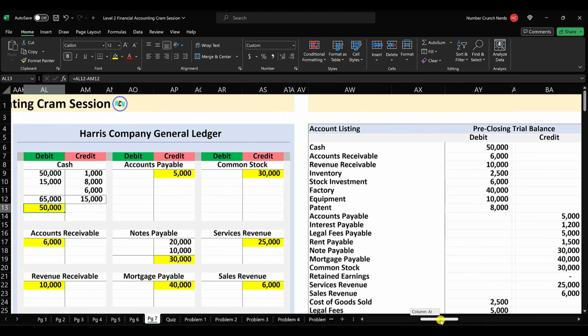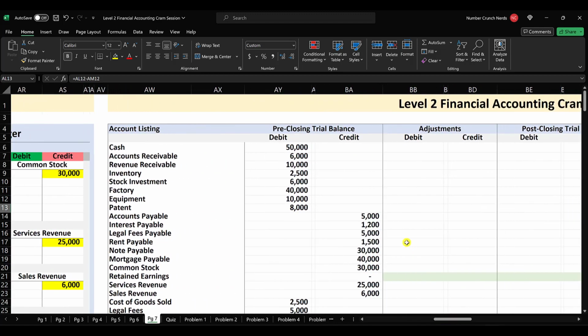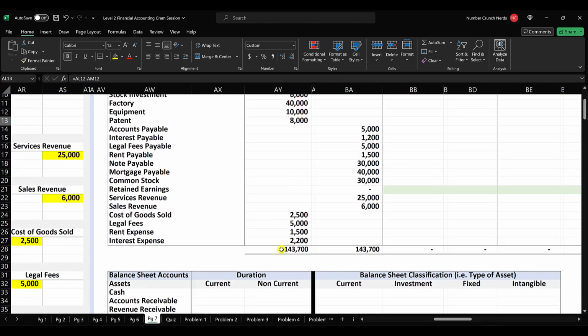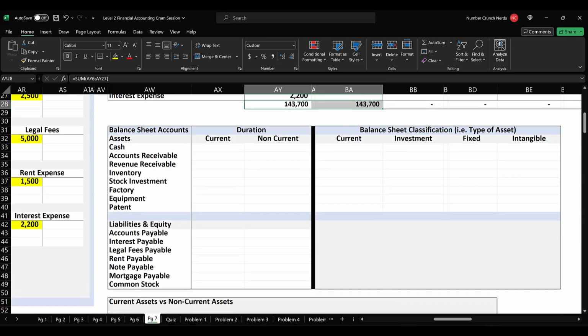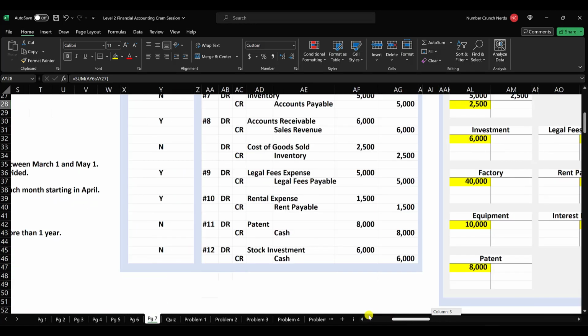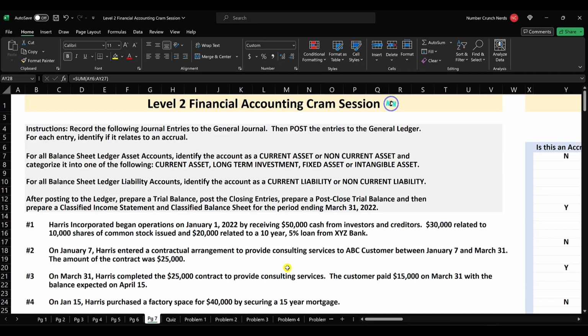After we put it in the general ledger, then we came over here to the trial balance. The trial balance is where we test to see that the general ledger is balancing. And in this case, it is. So we have that covered. Now, the next thing it asked us to do is to determine for all of our balance sheet accounts. Let me go back to the instructions and see what it asked us to do.